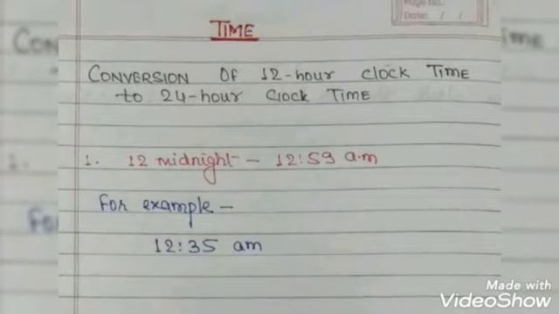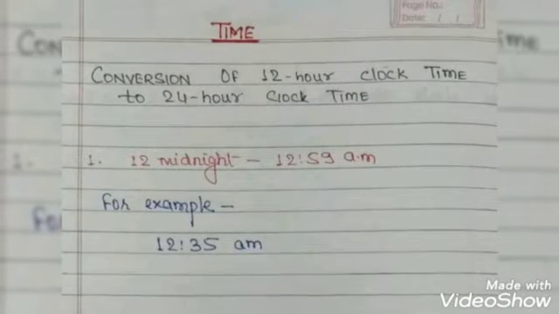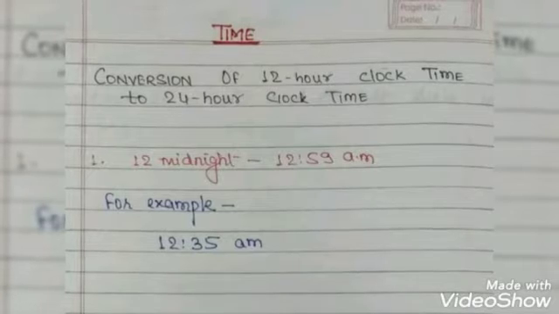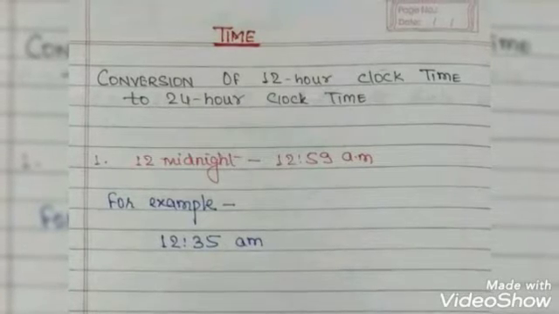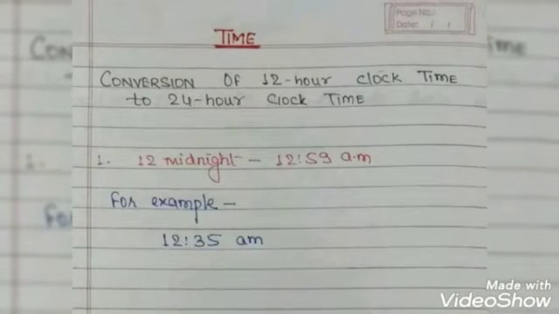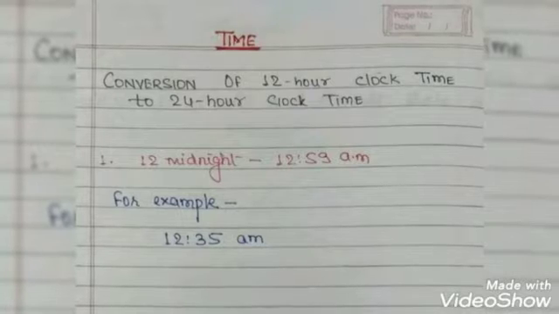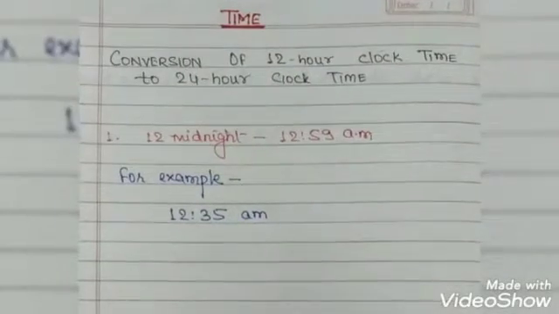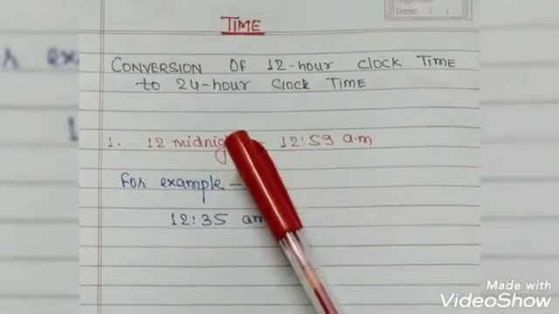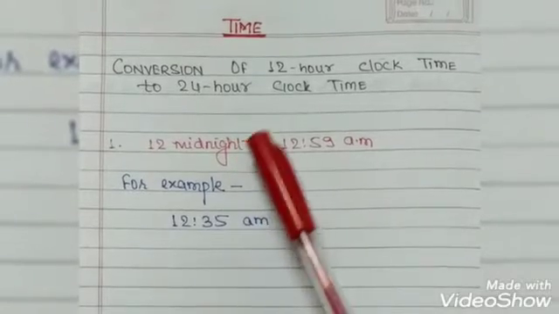Today we will continue with the chapter Time, in which we will study how to convert time from 12-hour clock time to 24-hour clock time and vice versa. Depending on the time interval, conversions are carried out as follows.